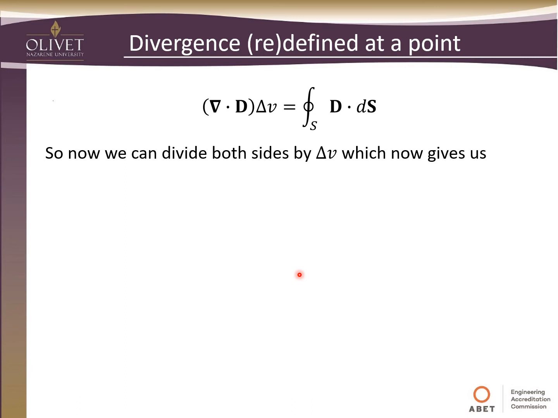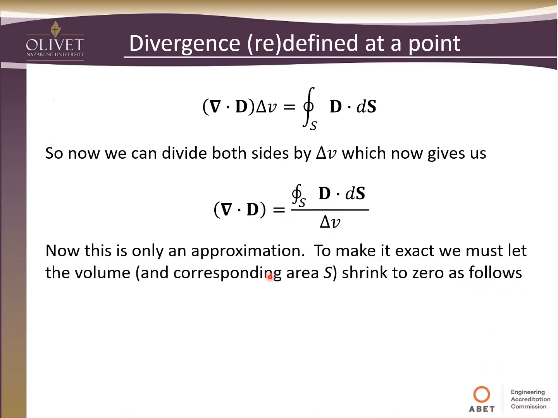So if we continue with this, we can divide both sides by this differential volume. When we do that, that gives us this expression here. Because we haven't technically shrunk this down all the way to a point, this is still only an approximation. So to make it exact, we must let the volume and this corresponding surface shrink to 0. So we will take the limit as this differential volume continues to get smaller and smaller down to an infinitesimally small point.